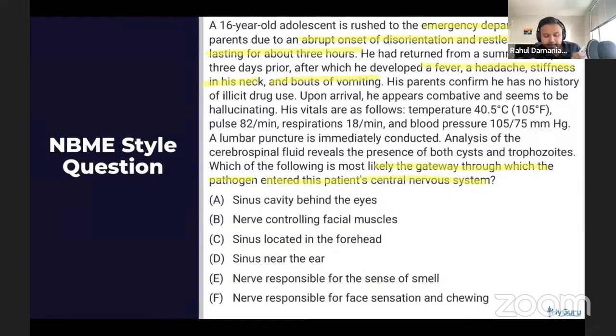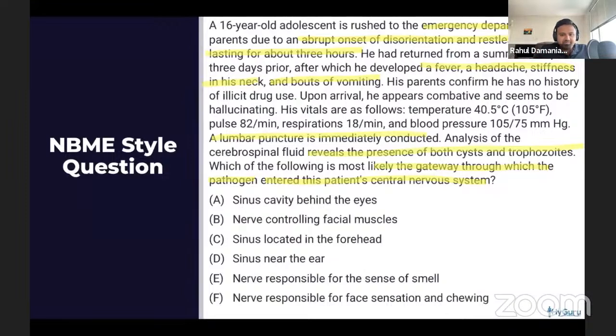Upon arrival, he appears combative and seems to be hallucinating. He is febrile, pulse is okay, respirations are okay, and blood pressure is relatively okay. A lumbar puncture is immediately conducted. Analysis of the CSF reveals the presence of both cysts and trophozoites. Which of the following is most likely the gateway through which the pathogen entered this patient's CNS?